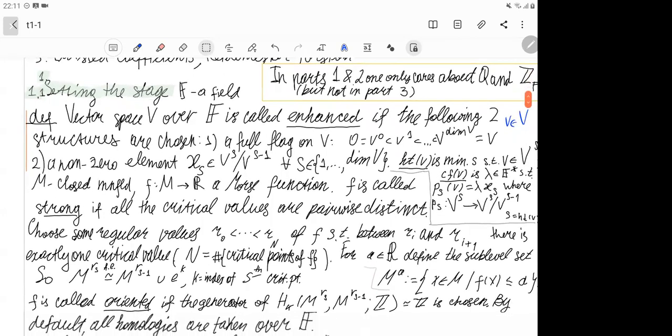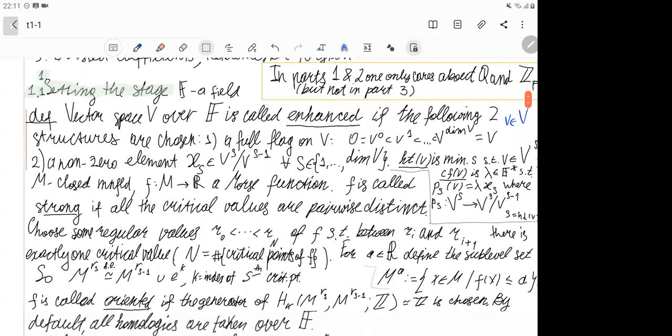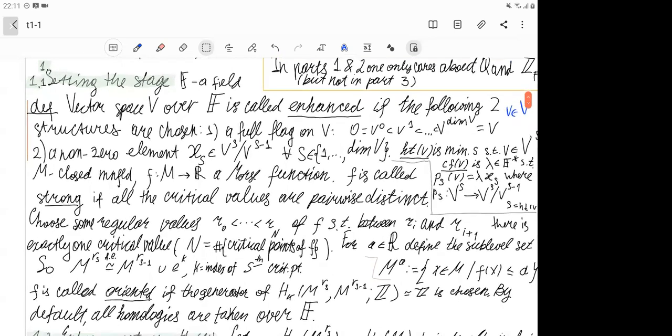For technical reasons, I also have to define what the oriented Morse function is. It's not that important, as with any orientations, you have to say something about them, but you don't really care. So F is called oriented if the generator of this homology group is chosen. You see, it is just the relative homology of this space over Z, which is Z, but it's a non-canonical Z. You have two choices of generators. So let me choose one for each s. And then this is called the oriented strong Morse function.